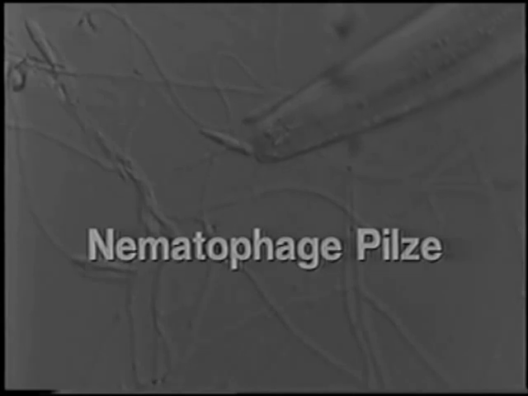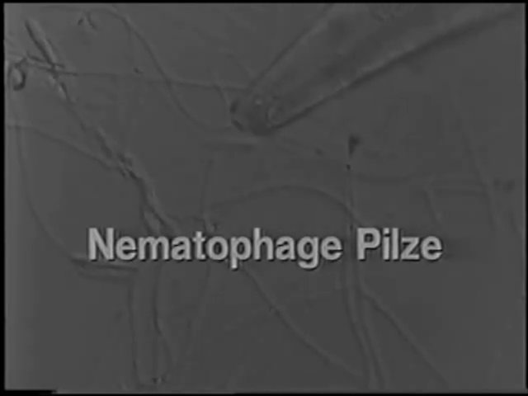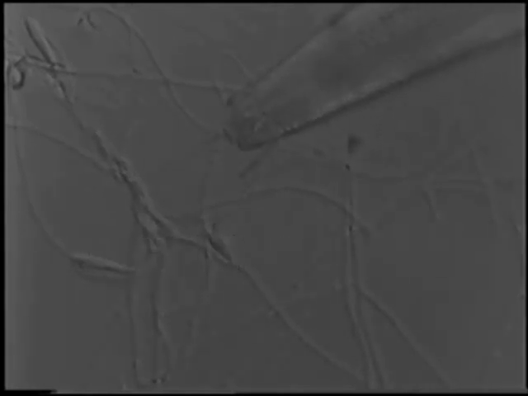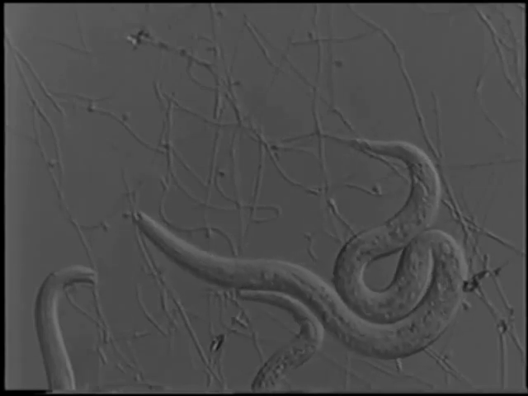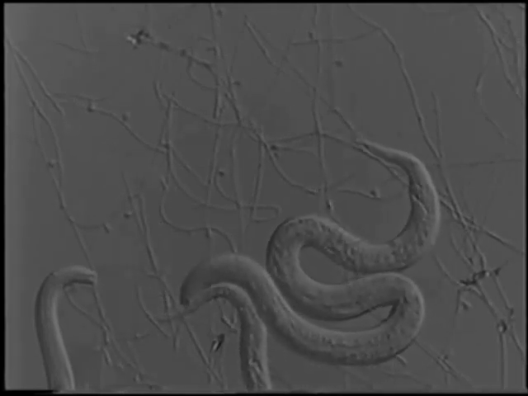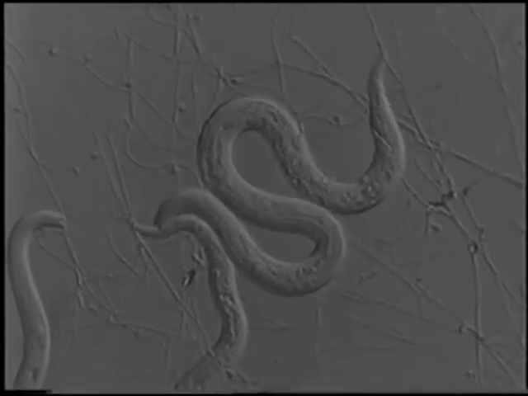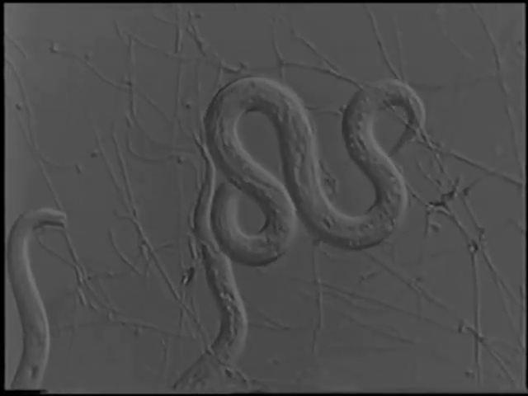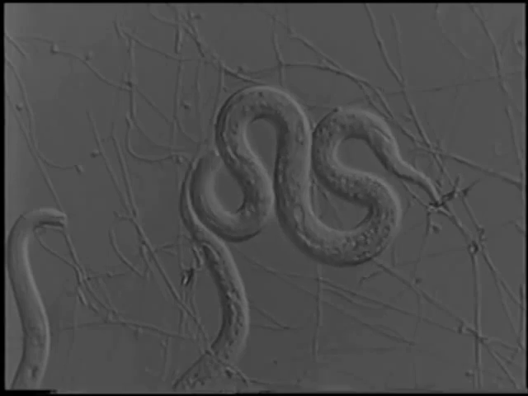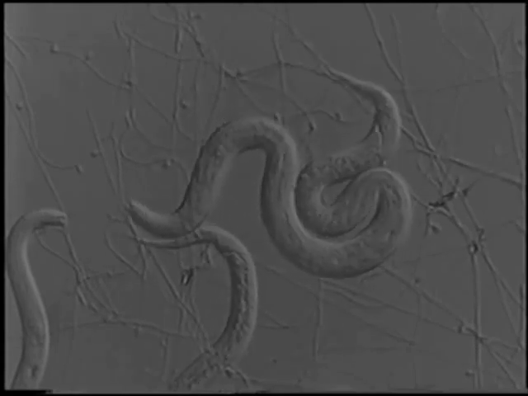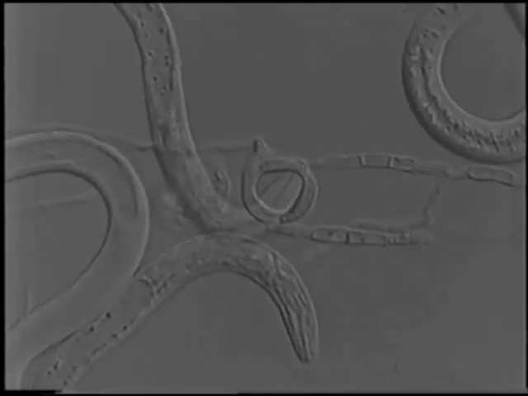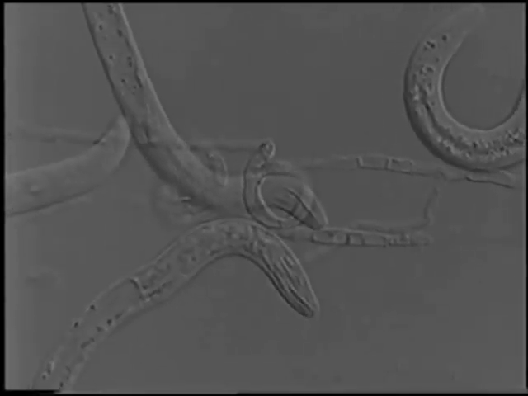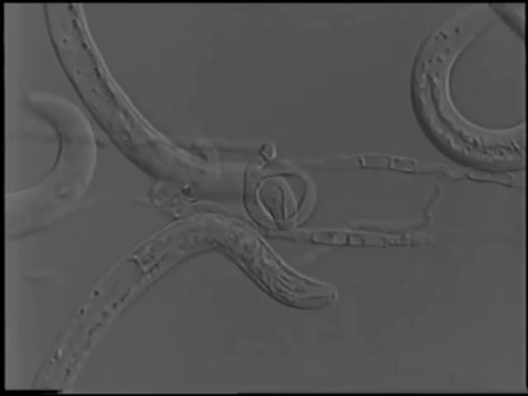Nematophagous fungi. Soil nematodes are small roundworms, some of which are parasitic on plants and animals and may cause severe damage to crops and livestock. A group of soil fungi are natural enemies of nematodes. These fungi have developed different mechanisms of capturing, killing and digesting their prey.